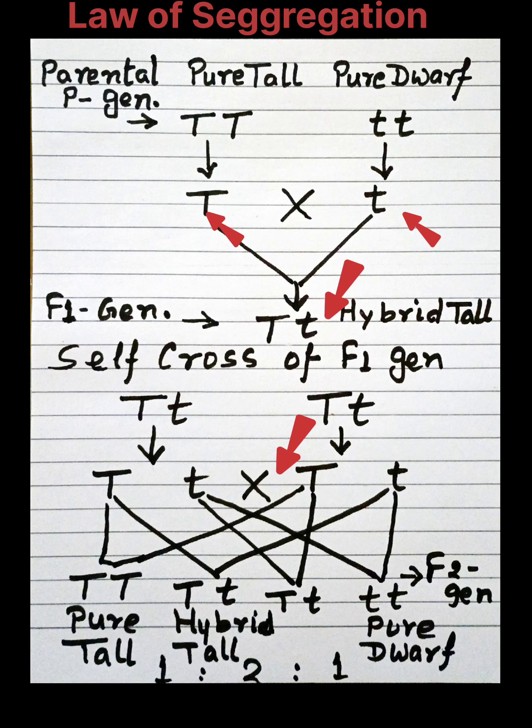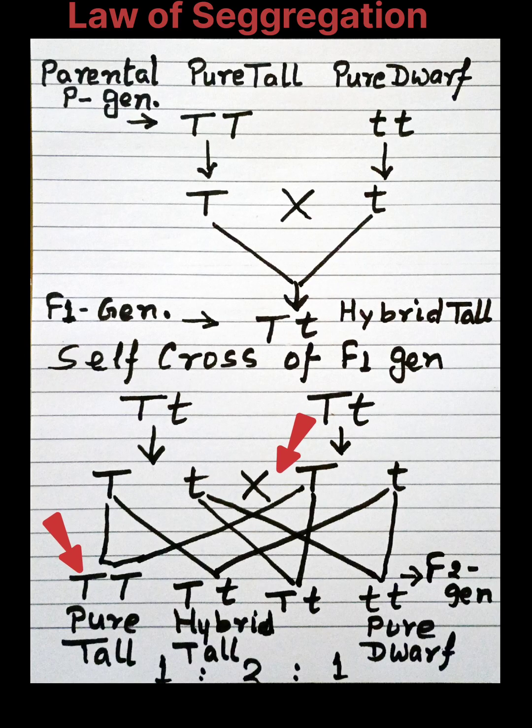This tall is not a pure tall, it is a hybrid because of the presence of two alleles, that is a tall allele and a dwarf allele. Due to this, genotypically it is a hybrid tall. These F1 generation offspring are crossed with each other.